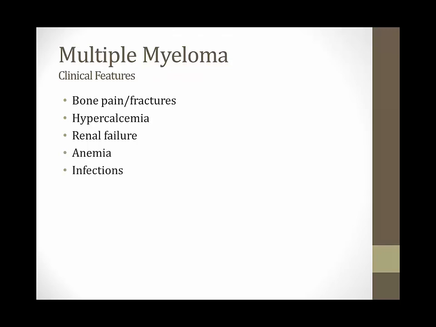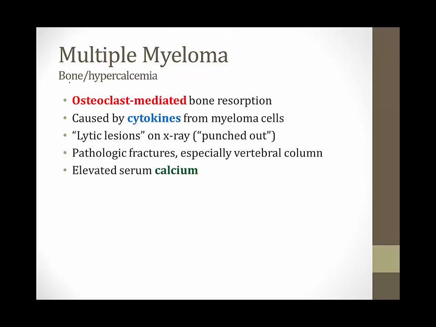So the hallmarks of multiple myeloma are bone pain and fractures, hypercalcemia, renal failure, anemia, and infections, and we'll talk about all 5 of these in the next few slides. Let's talk about the bone symptoms and hypercalcemia first, because these two clinical features go together. They're both caused by osteoclasts in bone, which are placed in overdrive in the setting of multiple myeloma.